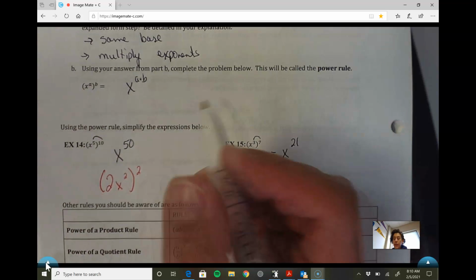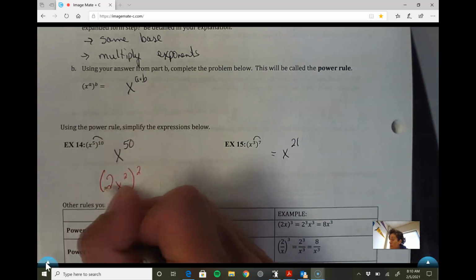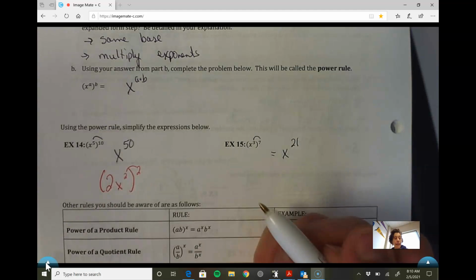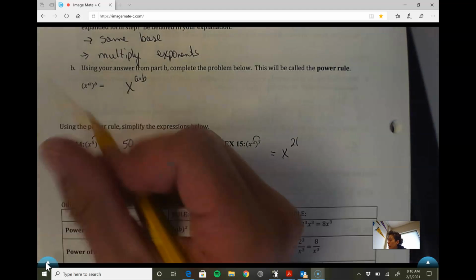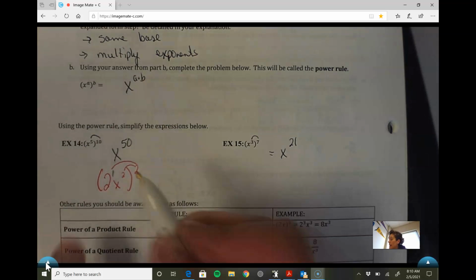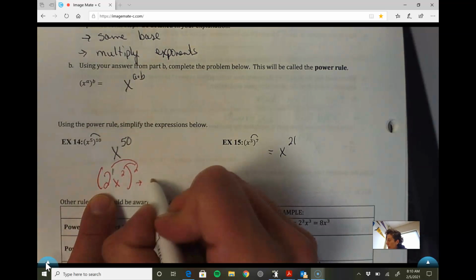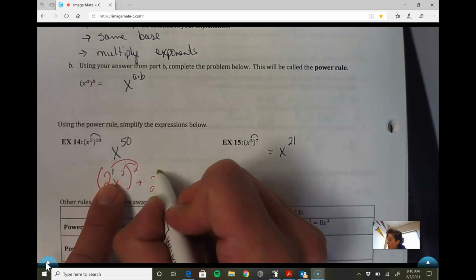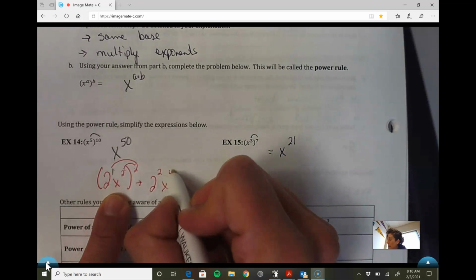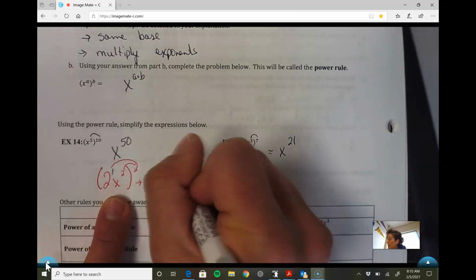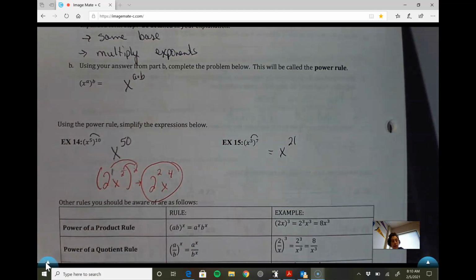So this 2's exponent distributes to each base. So it distributes to this base and its exponent, and this base with its exponent, which remember is a first power. And then I'll keep the same base, 2, multiply my exponents to the second power, keep the same base, multiply my exponents, and get x to the 4th power. And this is all we're focusing on right now.